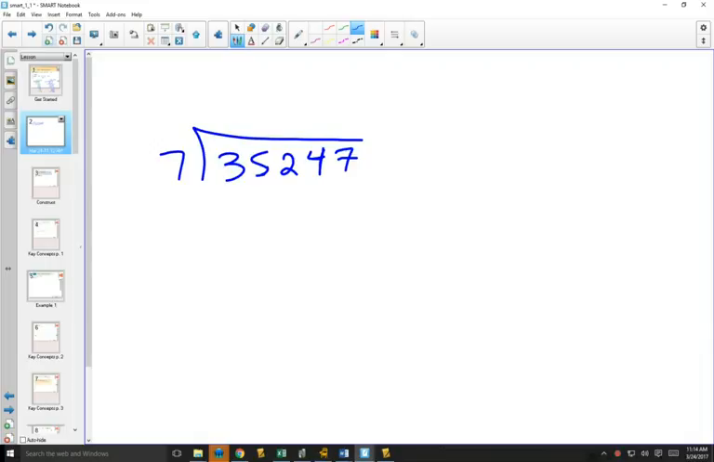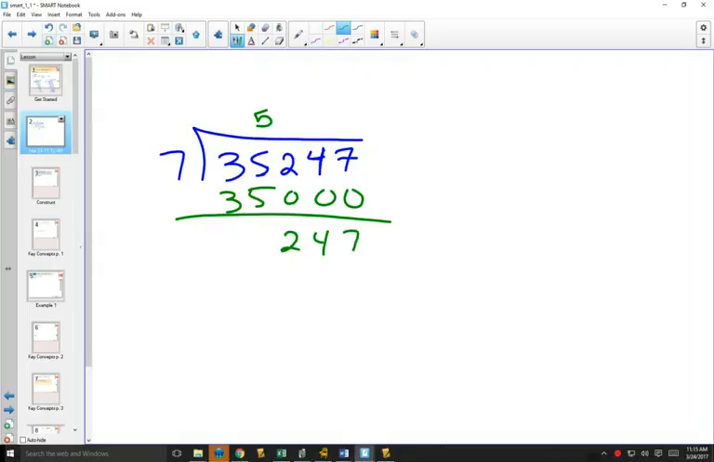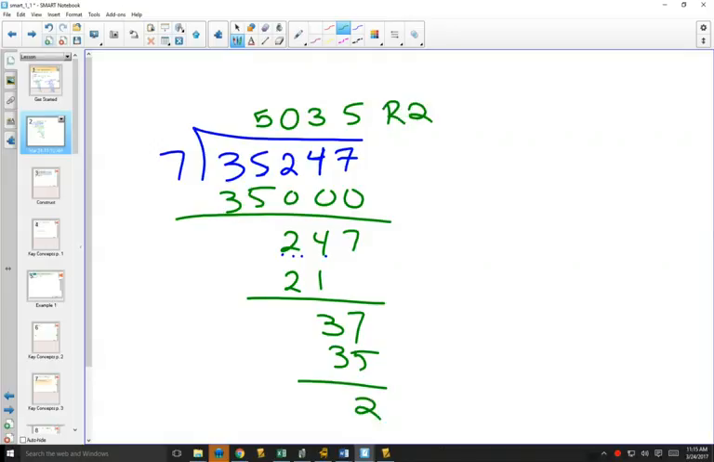How many 7s into 35? There would be 5. That would make 35. When you subtract, you'd just be left with 247. There's no 7s in 2, but there's a 7 in 24. How many? 3. Where would that 3 go? That would go right here. There's a space missing. There's going to be a 0 in there. That's why I thought this one would be interesting. Anyways, 3 times 7 is 21. Subtract and you get 37, and then another 5, 35. So a remainder of 2.